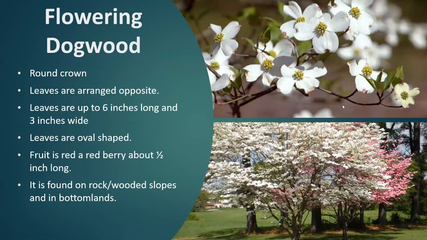The next one is flowering dogwood. Very round crown on the tree, very symmetrical usually. Leaves are arranged opposite. They're up to 6 inches long and about 3 inches wide, oval shaped. The fruit on this tree is a red berry about a half inch long, and it's found on rocky and wooded slopes and in bottomlands.